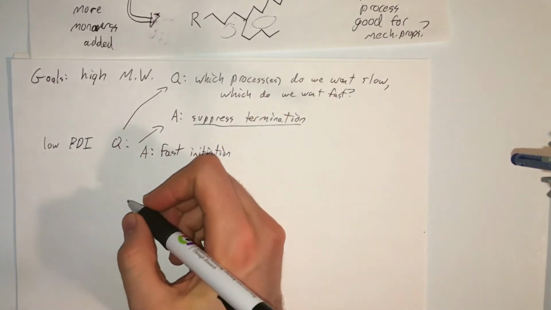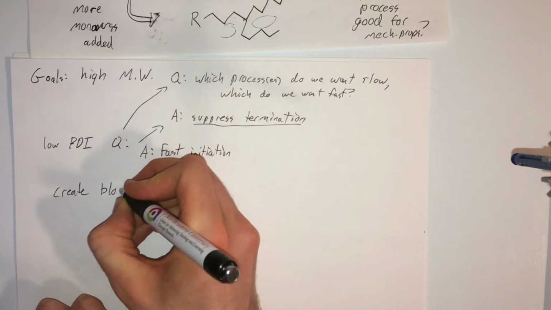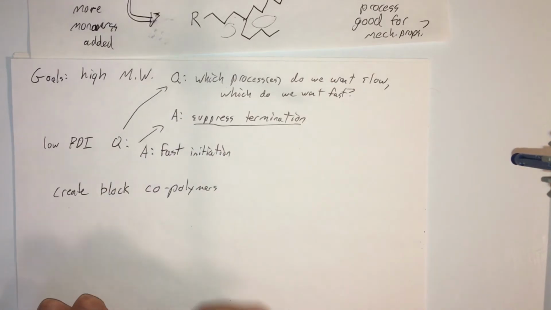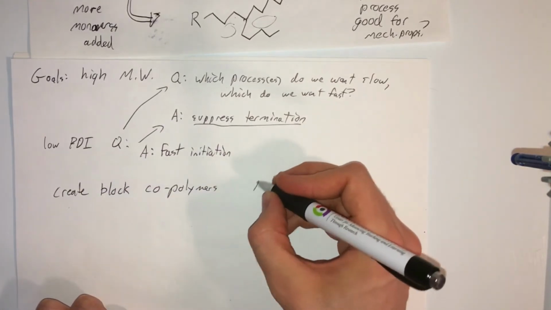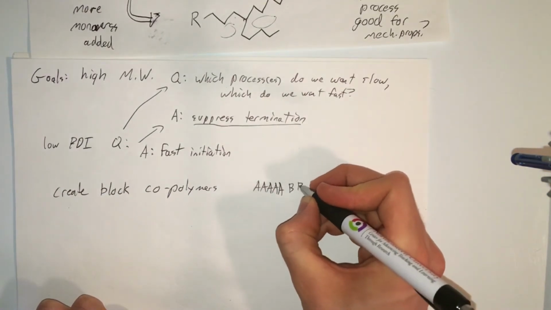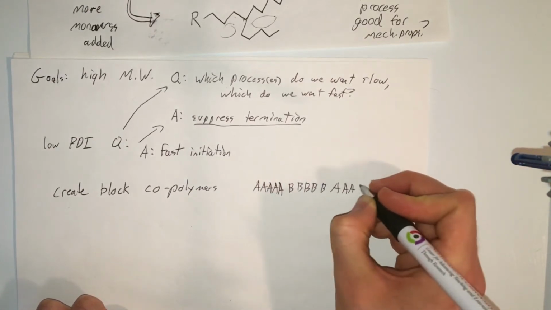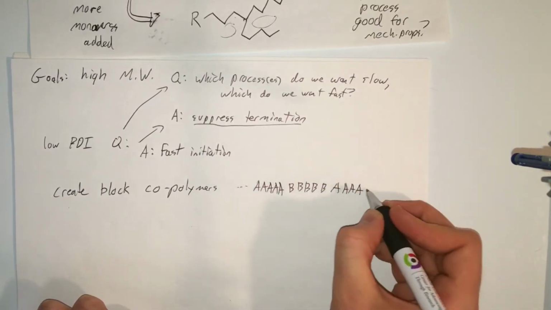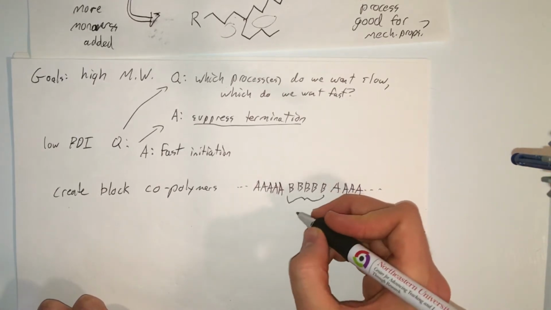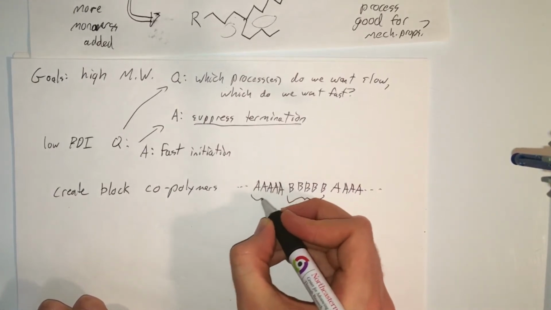One last thing we might want to do as bioengineers is to create block copolymers. And what do I mean by block copolymers? Well, I mean something like we have a whole bunch of one type of monomer, and then a whole bunch of a different type of monomer, and then we go back to making a whole bunch of the first type of monomer, and this process could continue for some amount of time. Only instead of just 5 or 6 of these, we might have hundreds or thousands of these block sizes.